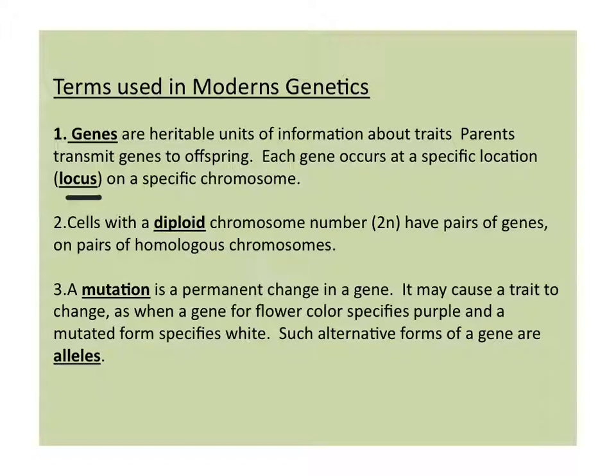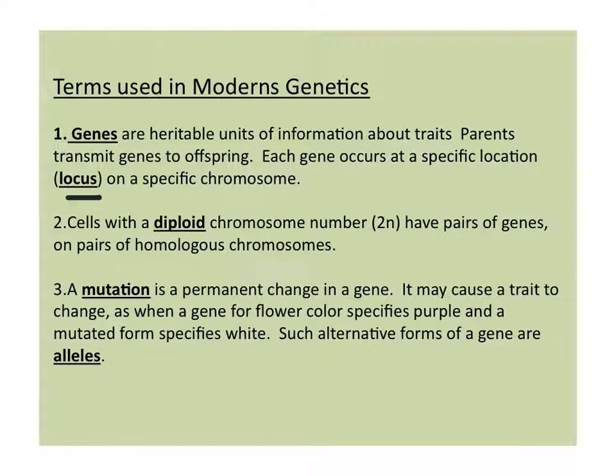Number 2, cells with a diploid chromosome number have pairs of genes on pairs of homologous chromosomes. And we've already talked about this a little bit. A diploid cell has the 2 sets from each parent, and although the alleles may differ in what they're coding for, it's the same type of information. Once again, my terrible example, eye color. It would be located, if it were just one gene, on the same place on the same chromosome, but one parent might be for blue eyes, the other for brown eyes.